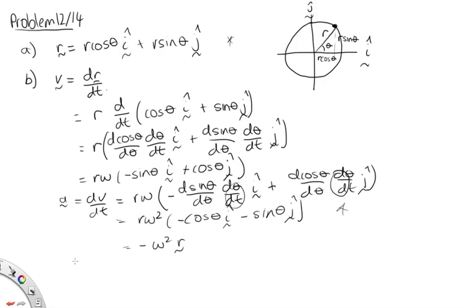Okay, part C. Prove that the acceleration is directed towards the center of the circular path. Okay, well the radial vector is always directed outwards from the circular path. The acceleration is always negative the radial displacement. And so if the radial displacement is always outwards, then the acceleration is always inwards. So C, this is because it always has the opposite direction to r.